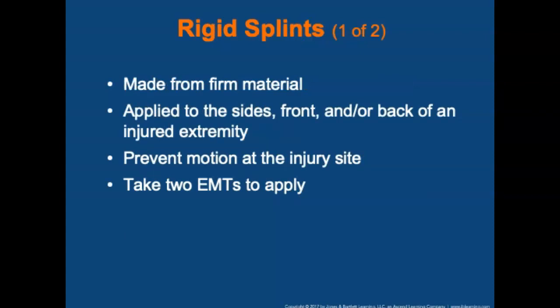Next, we're going to talk about the types of splints. A rigid splint is non-formable, made from firm material, and applied to the sides, front, and or back of an injured extremity to prevent motion at the injury site. It takes two EMTs to apply a rigid splint. Follow the steps in Chapter 31, Skill Drill 31-2.